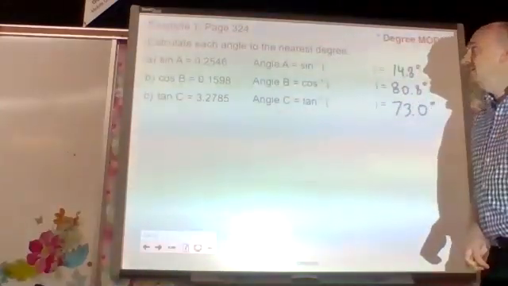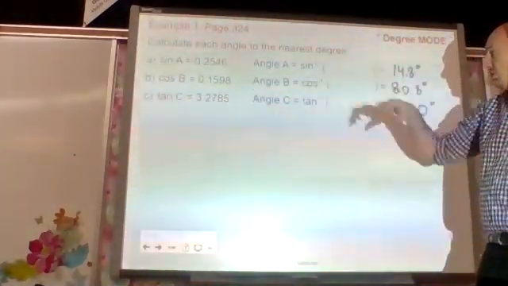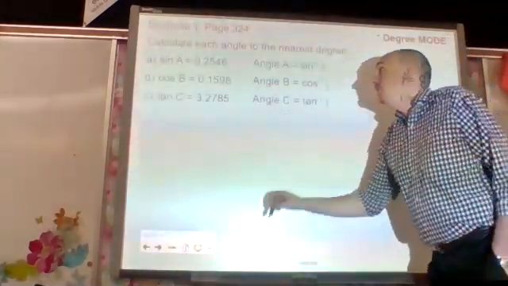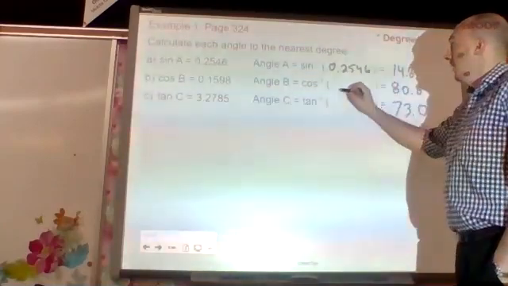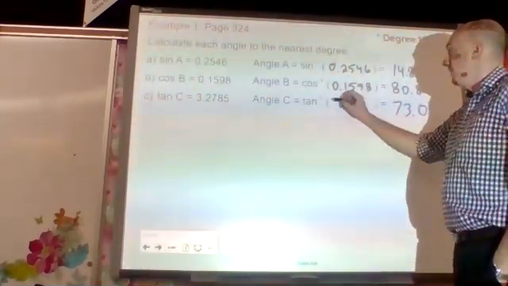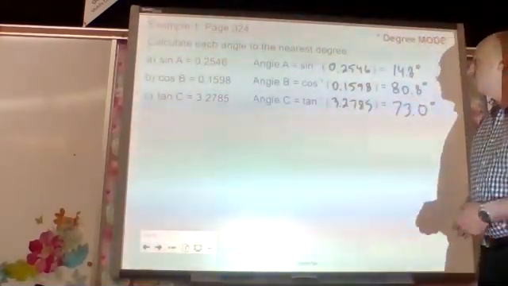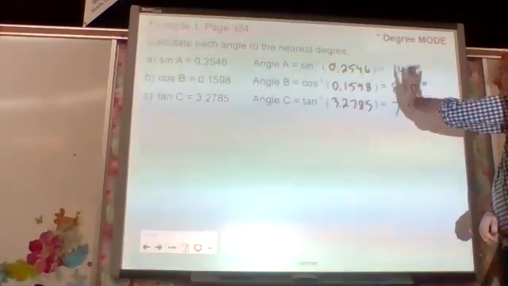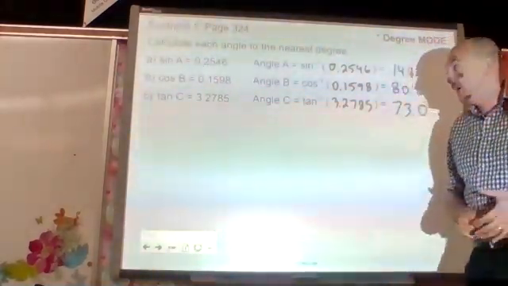So to find the angle, we use the inverse function of that ratio. So of 0.2546, of 0.1598, of 3.2785. And for the most part, when we're looking at angles, we're looking at things like this, between 10 and 90 degrees, somewhere in there.